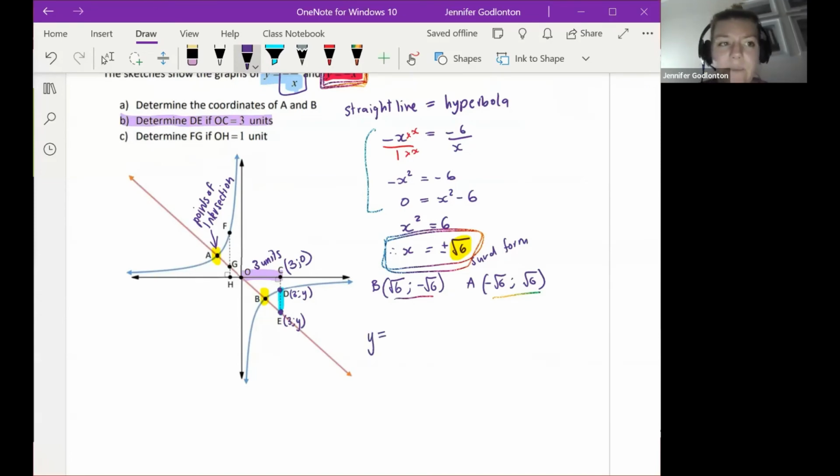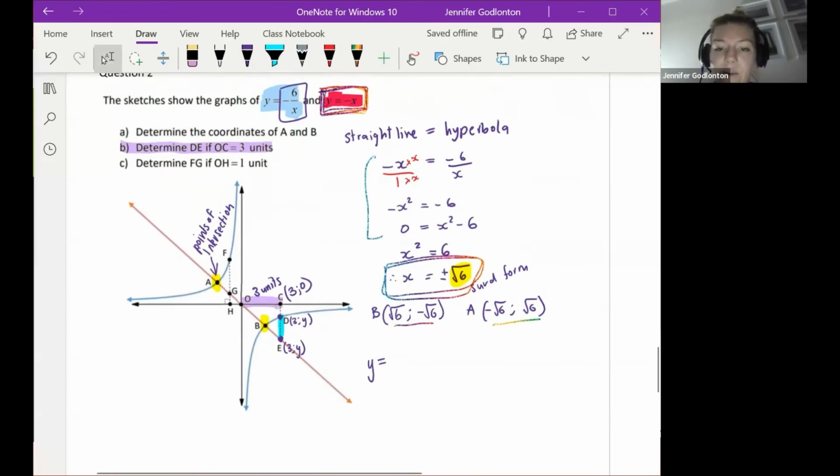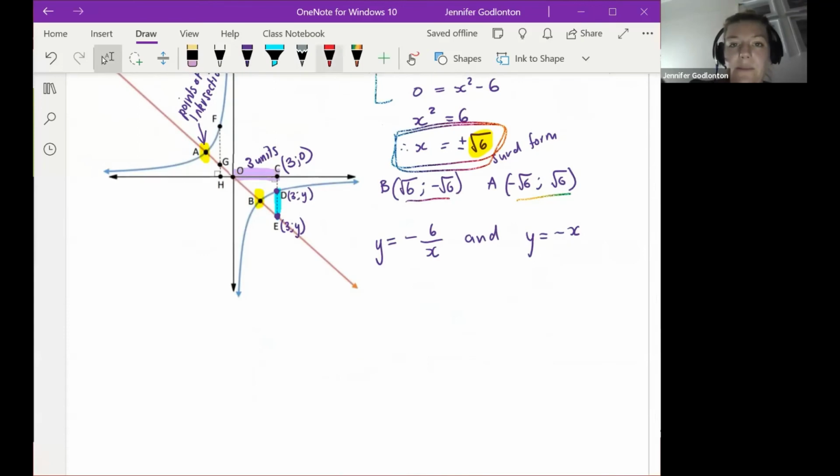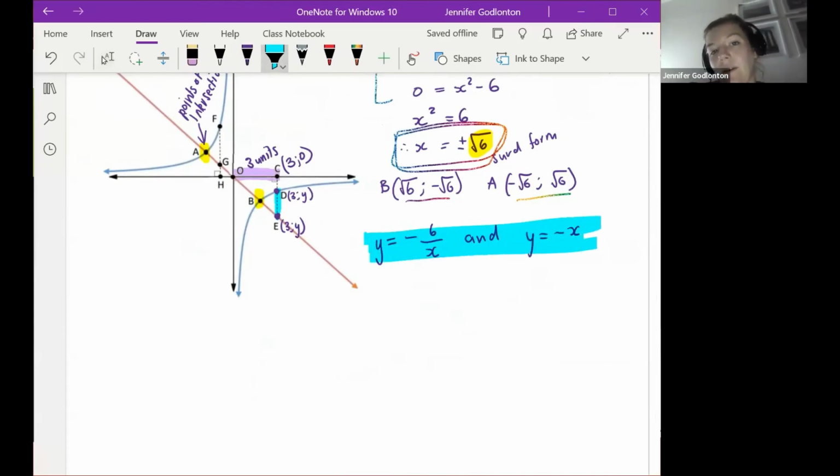So the equations that we're going to be dealing with are y is equal to negative 6 over x and y is equal to negative x. Those are the two that you're going to be working with. And I want you to find these y values for me. So I want you to look at which line they are lying on. And I want you to find that distance.